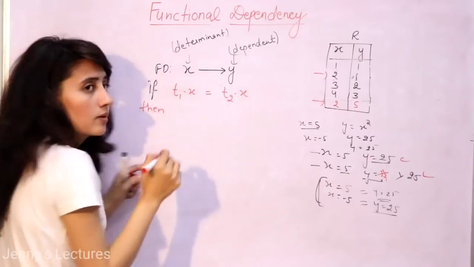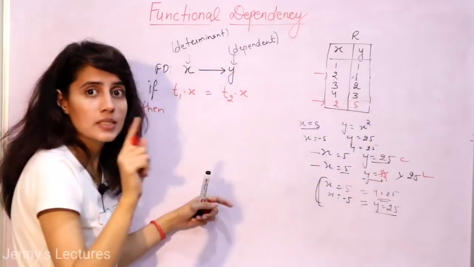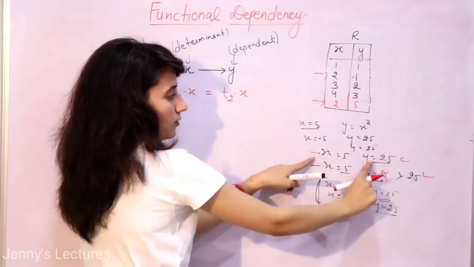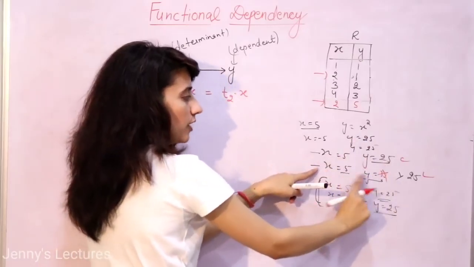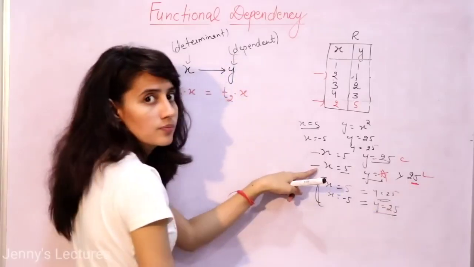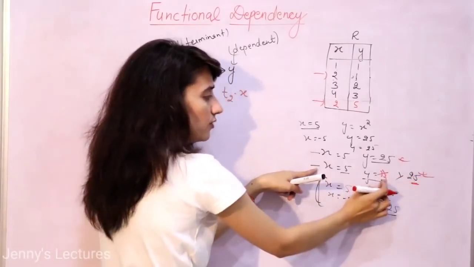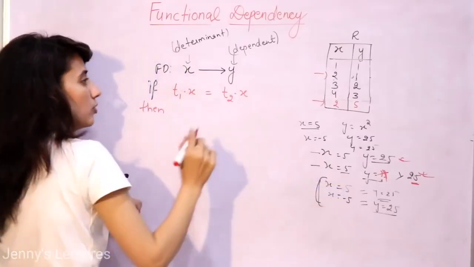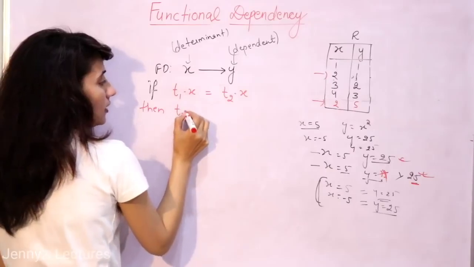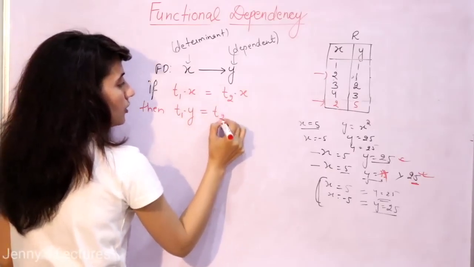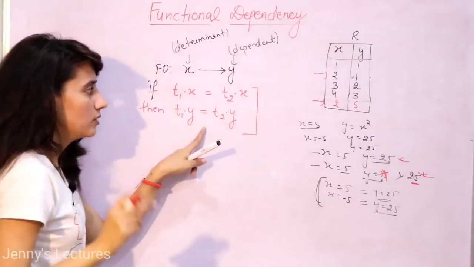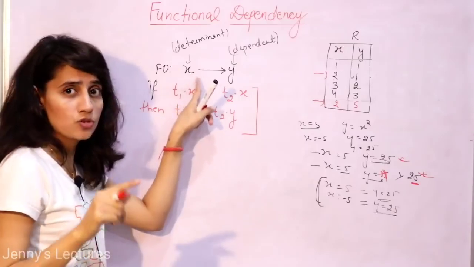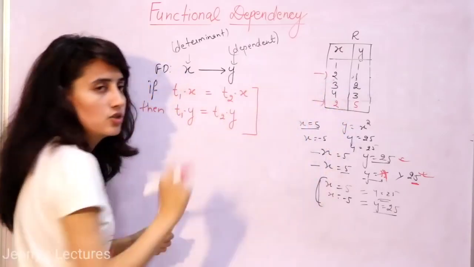Then y value must be same, right? Same case. Here y is x square, x is 5, then y is 25. Again I am writing, if x is equal to 5, then y must be 25, right? That is true. But here if I write 35, then that is wrong. That is not a functional dependency now, right? So now then t1 dot y equal to t2 dot y. This should be the case, then only you can say that this is a functional dependency, x to y, this is a functional dependency on this relation, right?